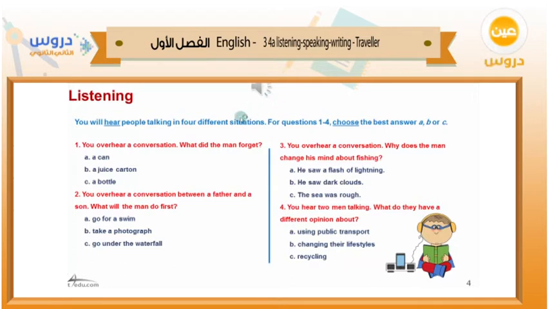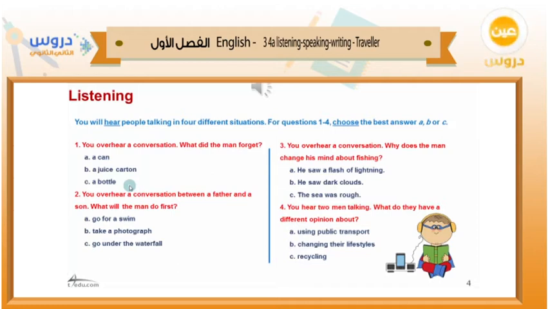All right, now you heard four conversations in a row, and as I told you from the beginning, you will hear people talking in four different situations. Now, for questions 1 to 4, choose the best answer A, B, or C. So for number 1, first we heard the man say, "You overhear a conversation. What did the man forget? What did he forget on the beach? Did he forget a can, a juice carton, or a bottle?"